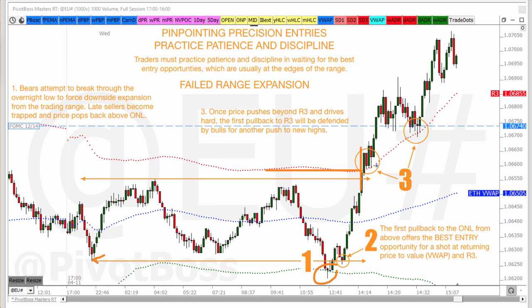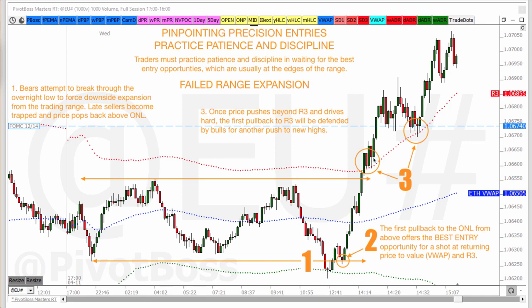Over here, price pushes through the high, never breaks back below R3, and instead right here there's micro absorption off R3, and that forces a big drive up. When the market drives outside of R3 in this fashion, the optimal bidding strategy is to defend R3 on the pullback.